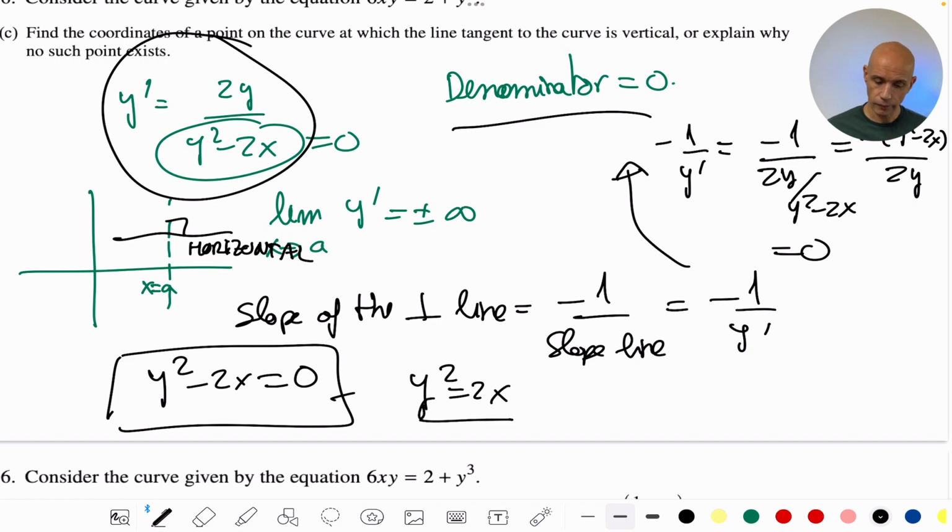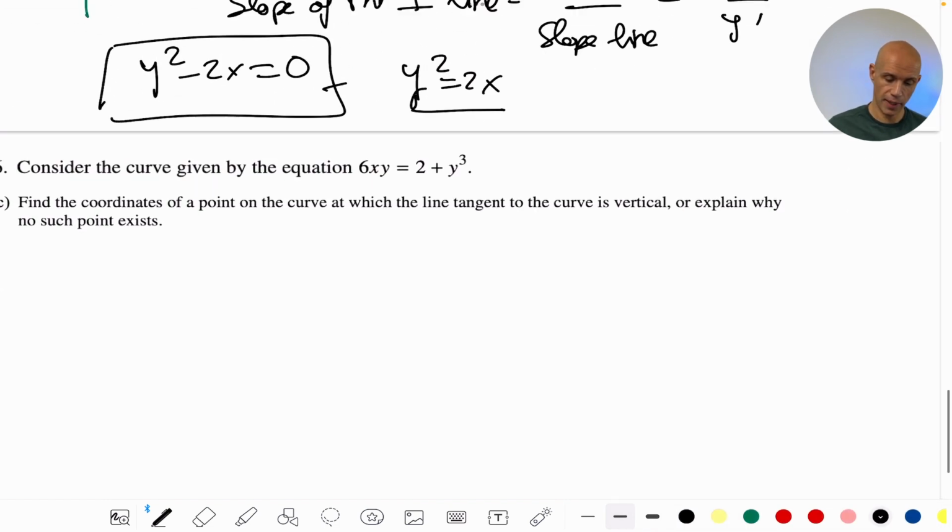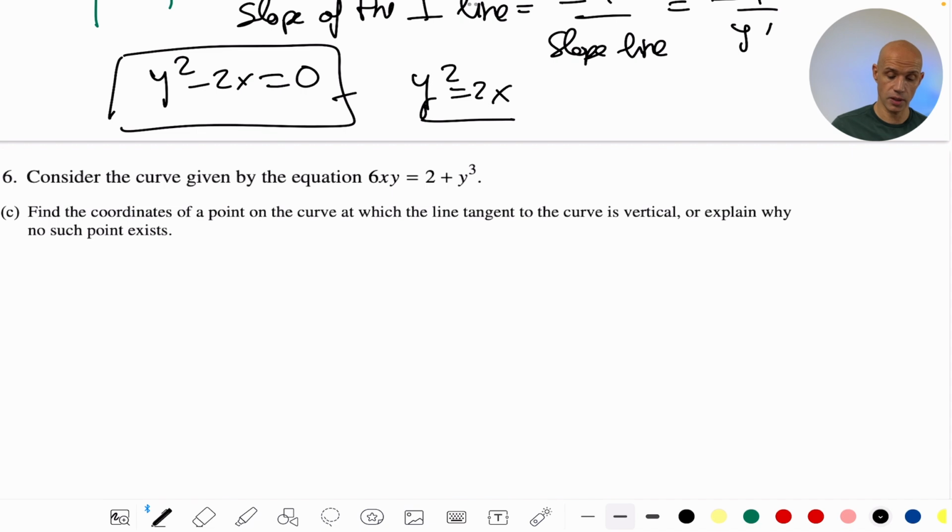So again, what we have to do, and this is important, is find whether this relationship holds on the curve, if it's true here. So how do we do that? Well, you could try y equals square root of 2x, and back substitute here. That's what the official solution also does.